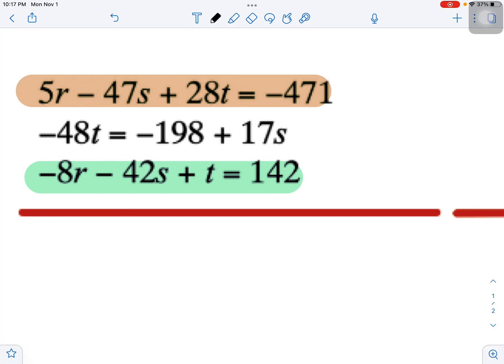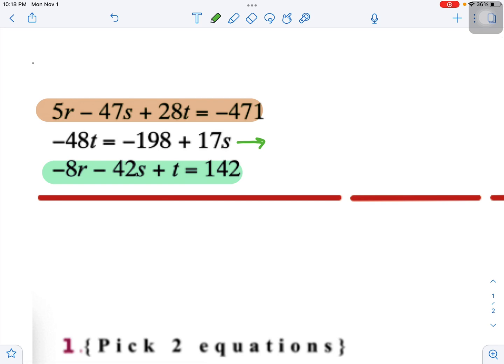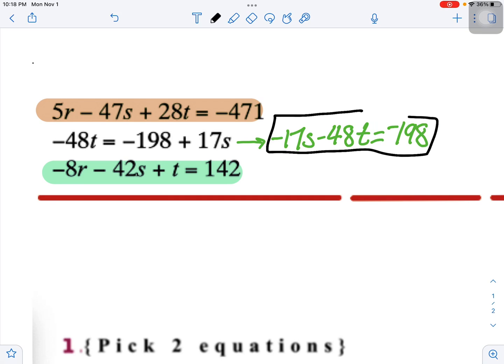Now this third equation, what I want to do is I want to bring this s over here on this side so it could be together with t, right? So when I bring it over, it's going to become minus 17s, right? So when I move it over, it's going to become minus 17s minus 48t is equal to negative 198, right? So this equation, I'm going to put it in the box, and you'll see why I'm going to put it in the box later, right?